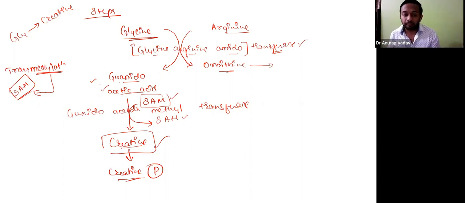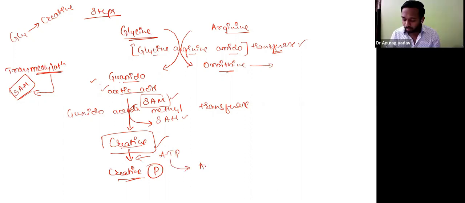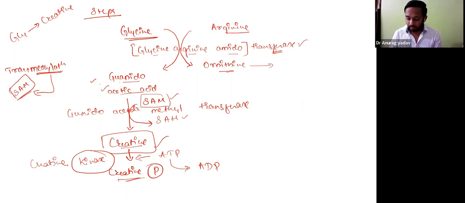Is it stopping here? No, we want a phosphate group to be added. Who is adding the phosphate? ATP. Yes, ATP is converted into ADP as phosphate is added. Most commonly, these reactions are done by a class of enzymes, kinases. The substrate is creatine, so it's a creatine kinase. So creatine kinase converts creatine into creatine phosphate.